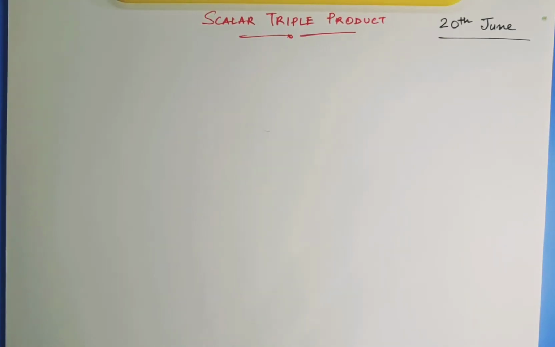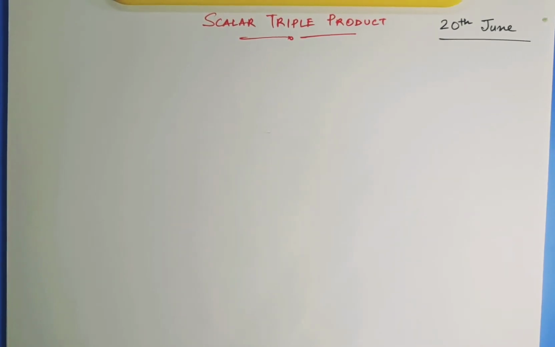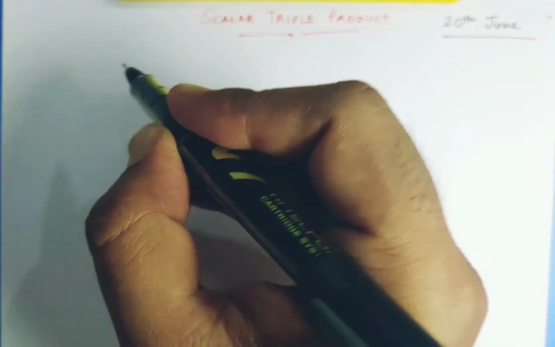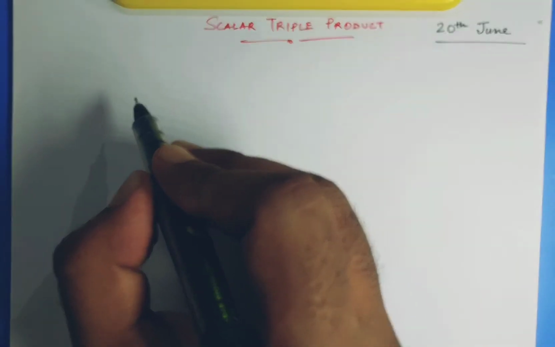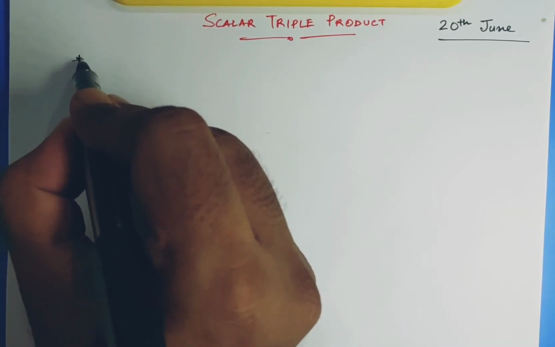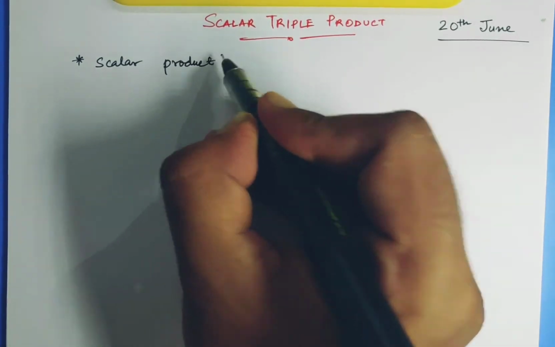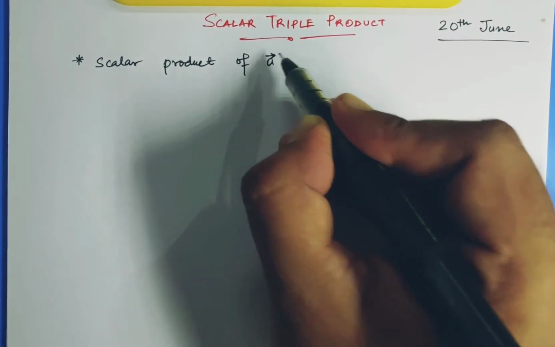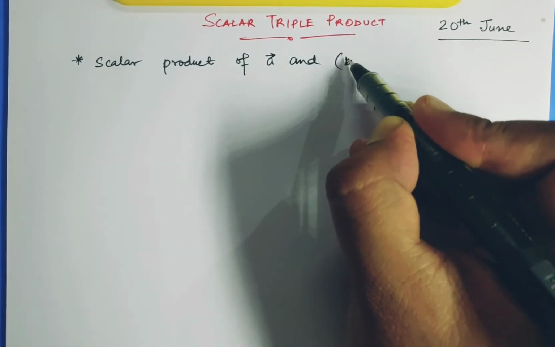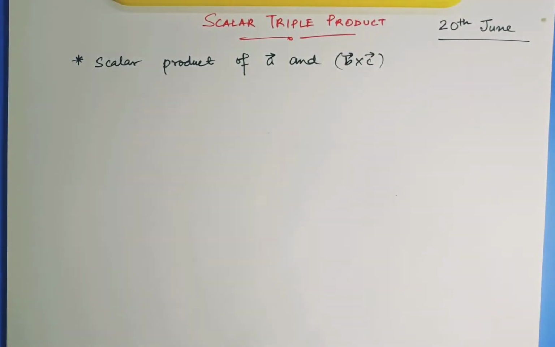So today we're going to start with the topic scalar triple product. Before starting, let us suppose that there are three vectors, that is A, B and C. Scalar triple product is just the scalar product of A and B cross C. So first of all, there are three vectors A, B, C, right? Now scalar triple product is the scalar product of A and B cross C.